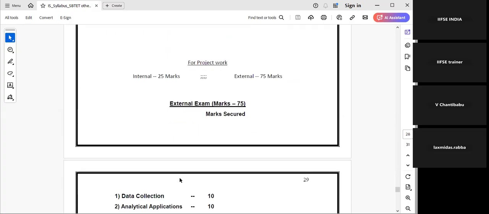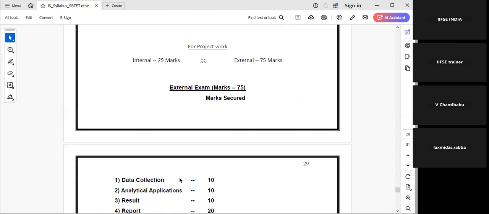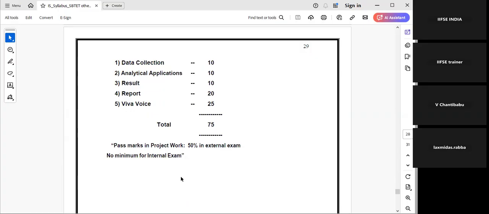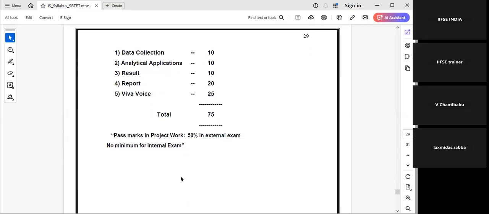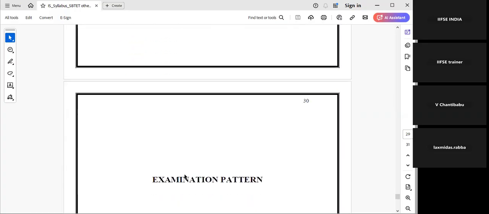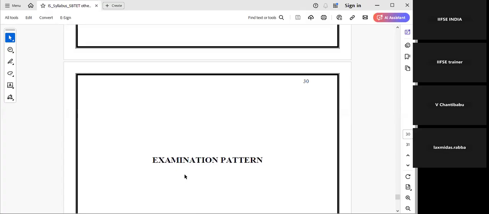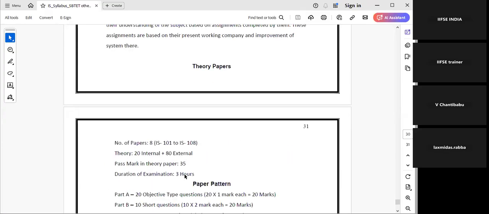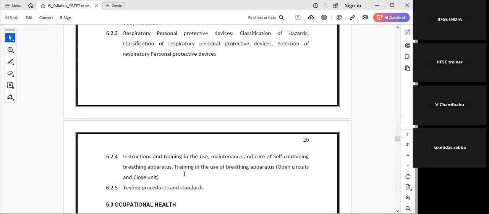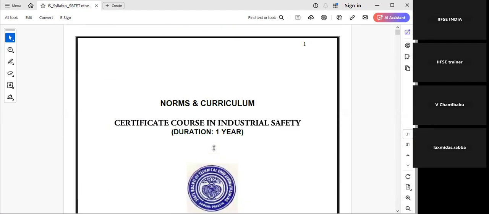So here you'll have internal marks for 25 and external will be 75, where you do your project work. This is the breakup for the data collection, analytical applications, the result and the report, and viva. It is for the total. So here you need to score a minimum of 50% to clear IS 109. Okay. Fine. So I'll show you a sample paper also. I'll open one sample examination paper.